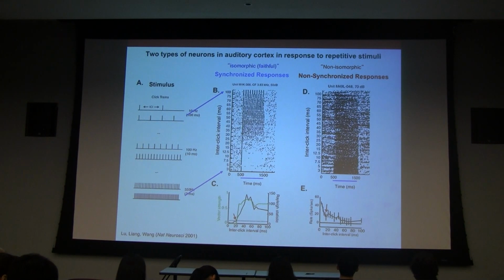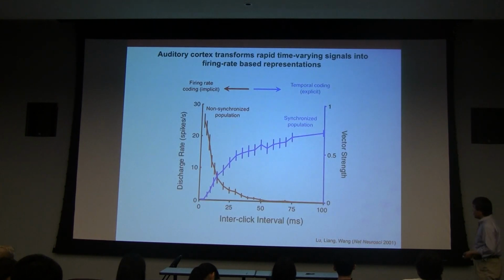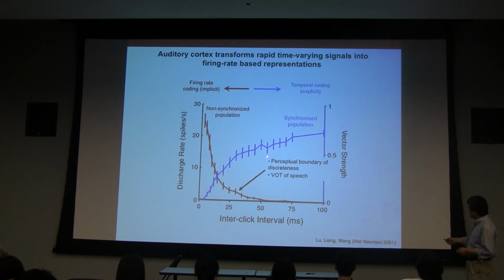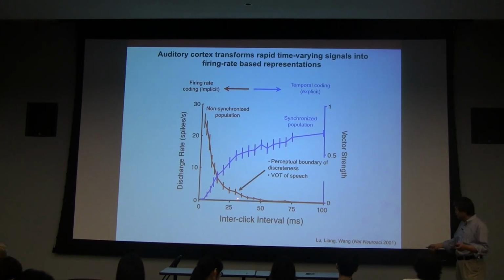Okay, let me finish one more slide before we go. We call this an isomorphic, faithful response because it literally captures the physical structure over here. But this is not isomorphic, because if I just gave you this, you could not tell what the stimulus was. However, when the stimulus parameter changes, the rate of firing changes, so it can be encoded. If we put all the neurons together, the neurons that can follow and synchronize are this population. This is a vector string that you can quantify. The neurons that cannot follow have a firing rate here. The two together can capture that whole range. And this is where, when you filled in your homework, your perceptual boundary of discreteness changes. So the range you hear and the monkey hears is about the same.